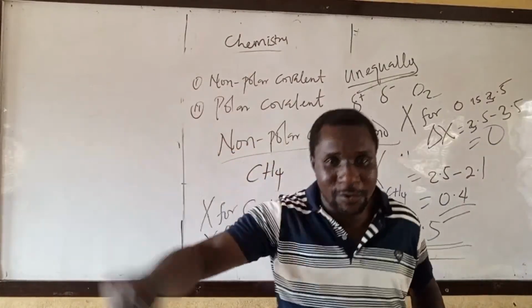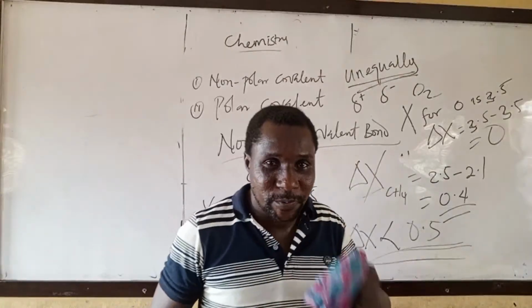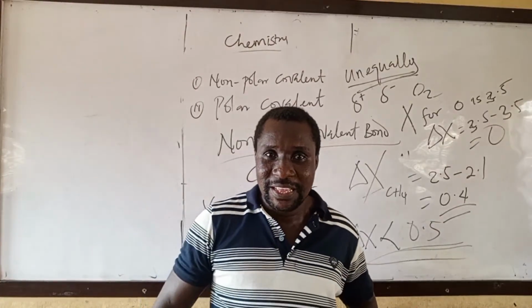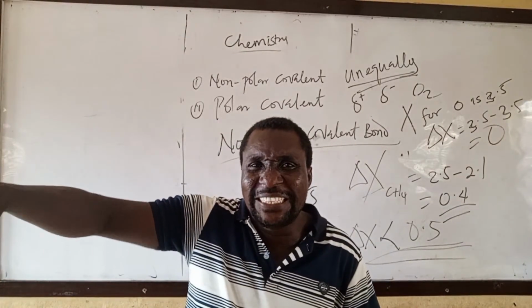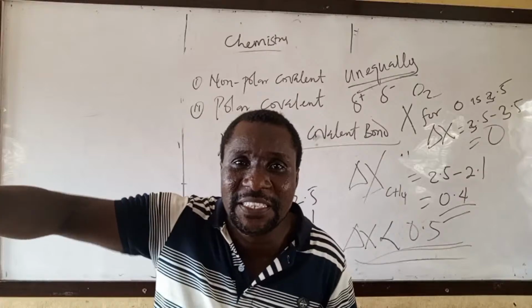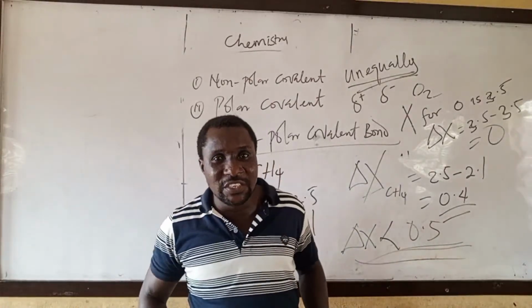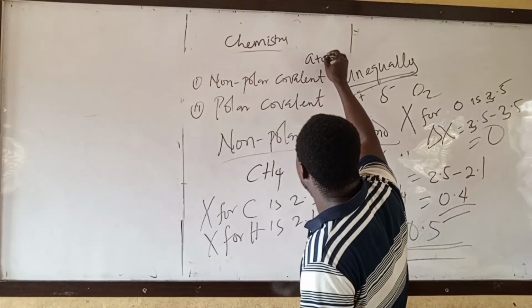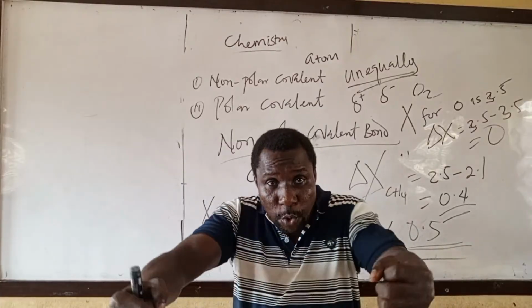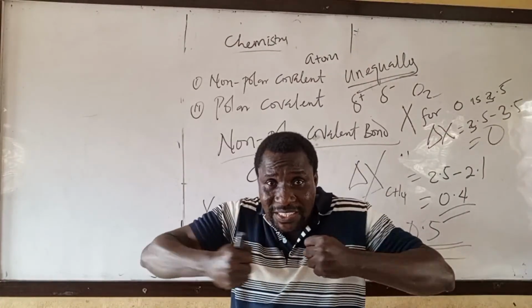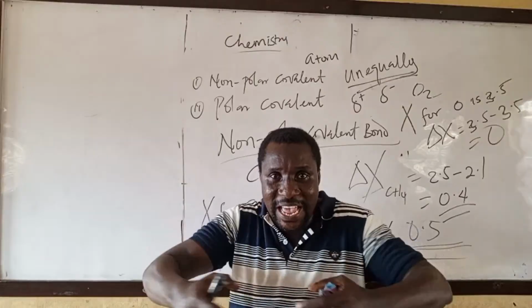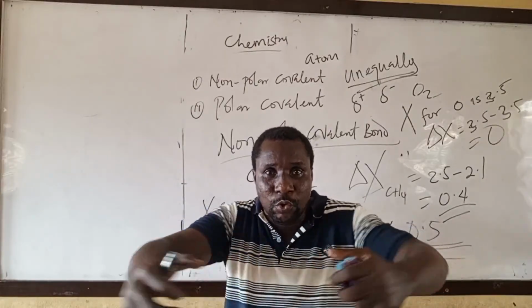This is due to the higher electronegativity atom pulling the electron towards itself. You want to have all the electrons.